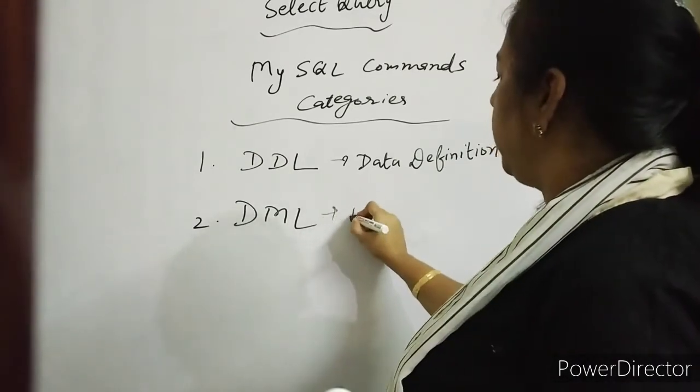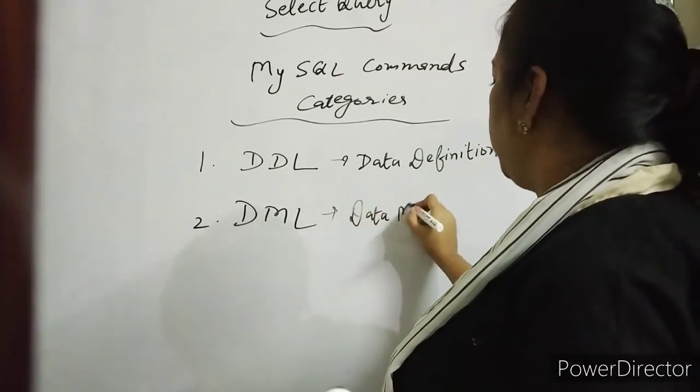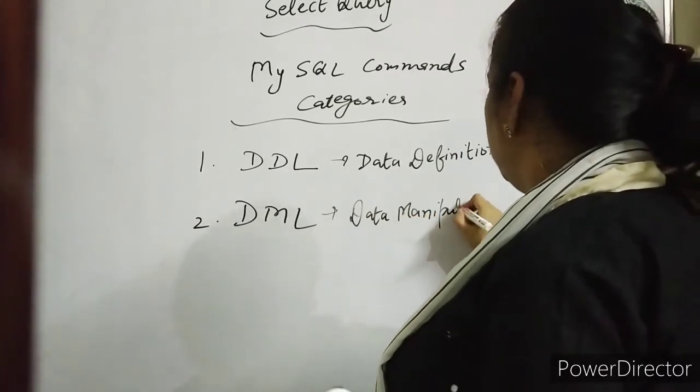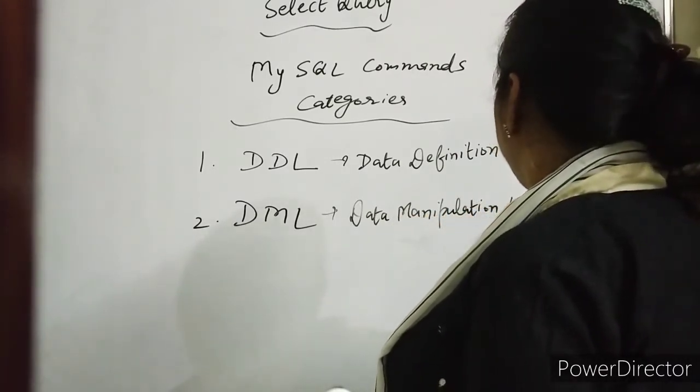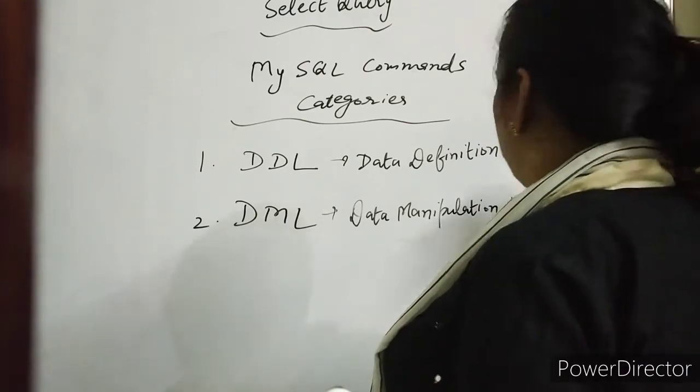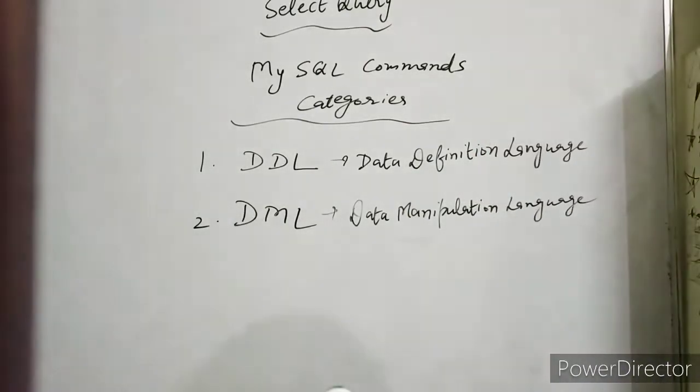And second is data manipulation language. Clear? Now, what is the difference between DDL and DML? DDL commands are used to work on the structure of the table or database. Write down the definition of DDL command. First note down the heading, MySQL command categories.